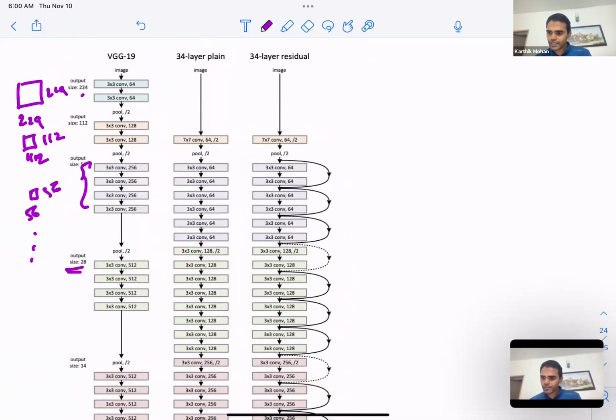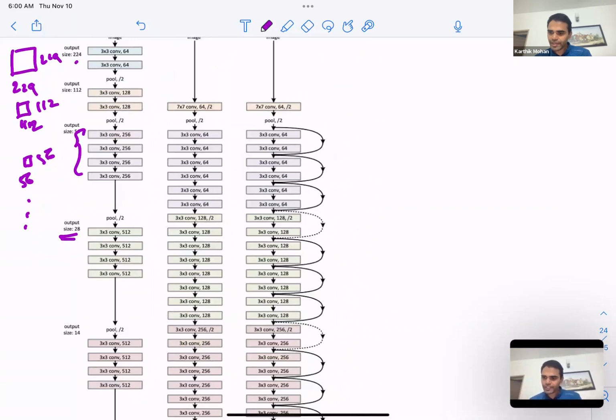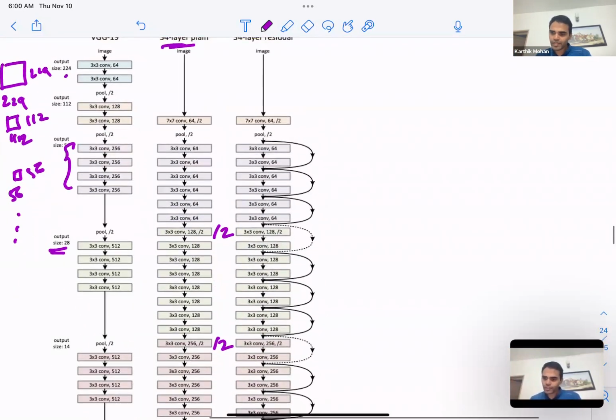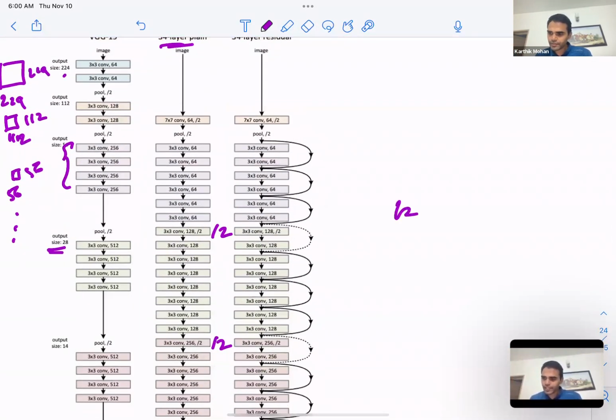If you were to do the same thing with more layers, so this is like 34 layers, then you'd be basically filling in the gaps here. You see this /2 when you shift from one output size to the other. You downsample using pooling, or you can also downsample using a stride of 2. I think in this case the downsample happens through a stride of 2. So in this particular 34 layer network, you're downsampling by striding.